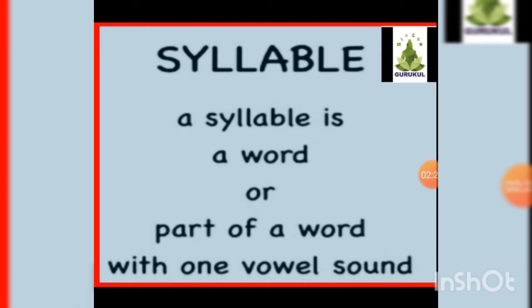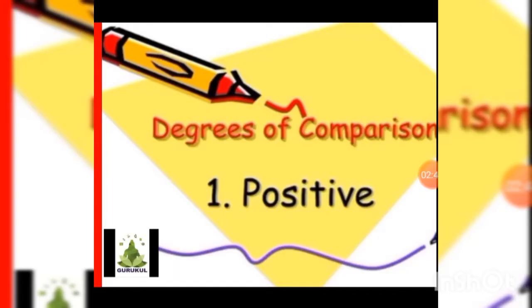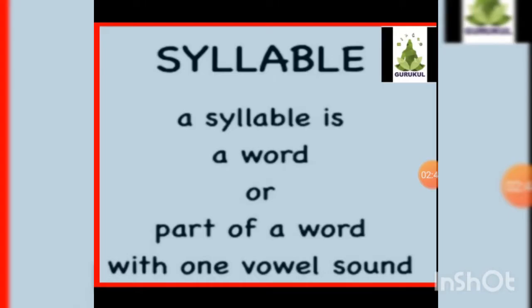For example, I'm taking the word alphabet. Now, the words are broken down into syllables. That means I have broken this one word, alphabet, into three parts. So, with the help of syllables, you read and write the words. Now, let us see how to find syllables.